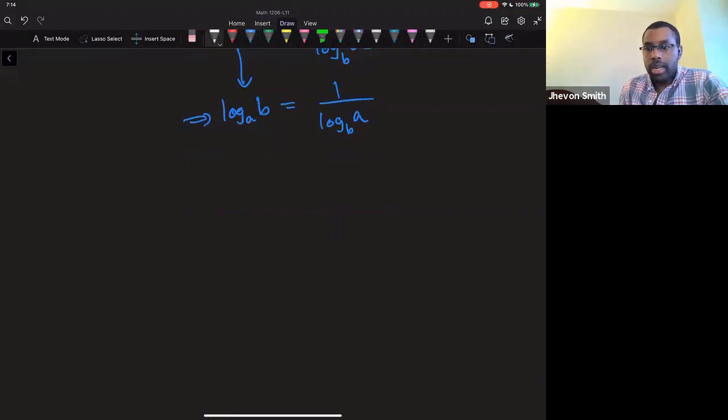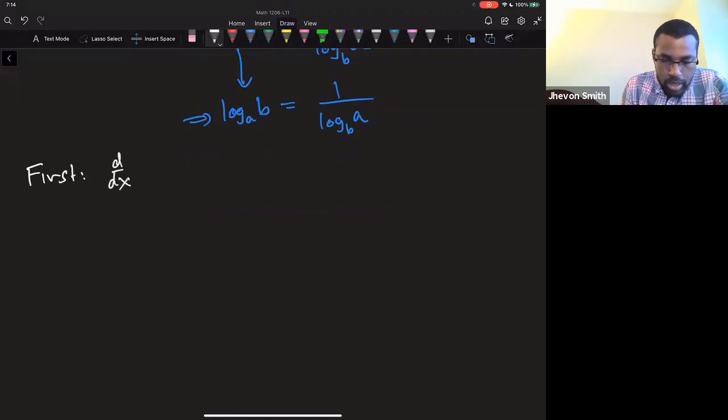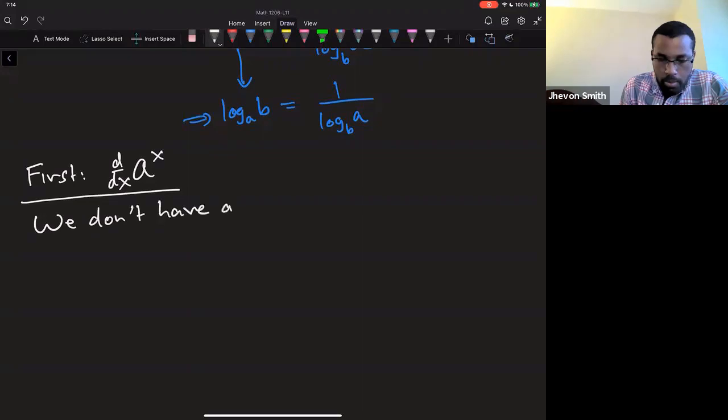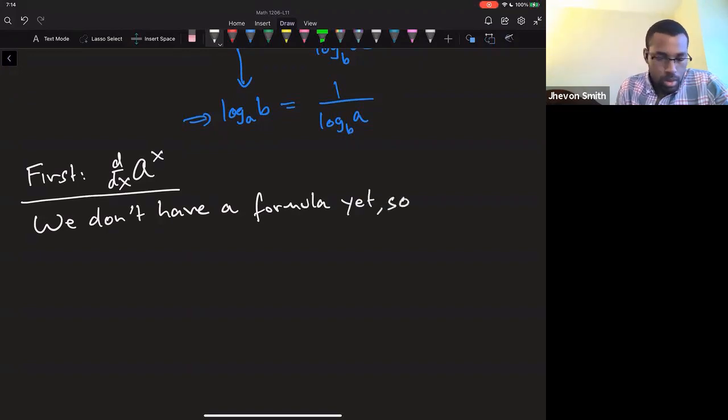So let's go find some other derivatives that we don't know how to find yet. First, what is the d dx of an exponential, like a to the x? Okay, let's figure it out. Since we don't know what this is, it's like one word. We don't have a formula yet. So let's use the definition.